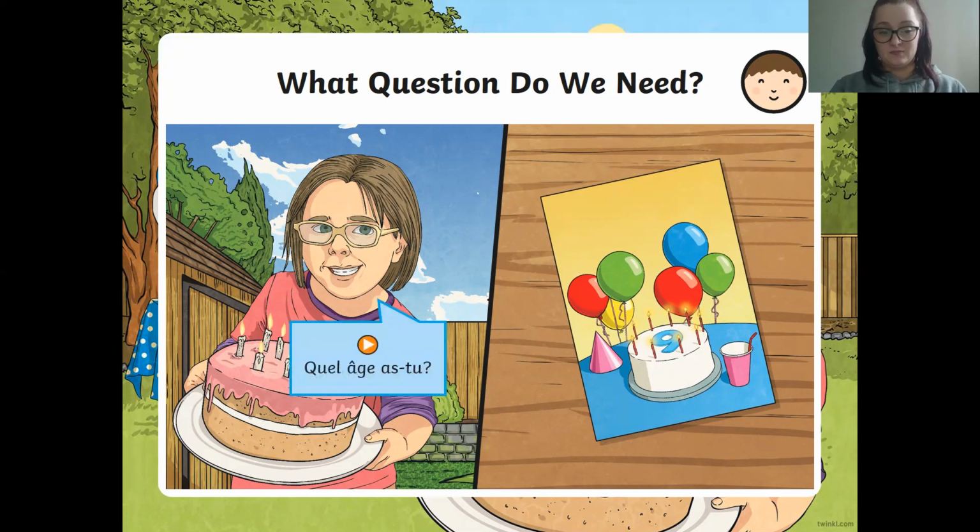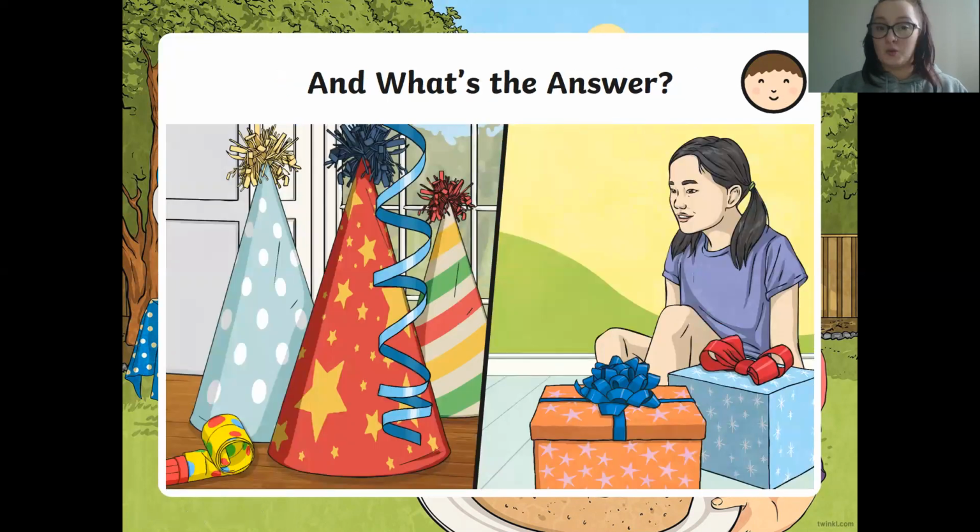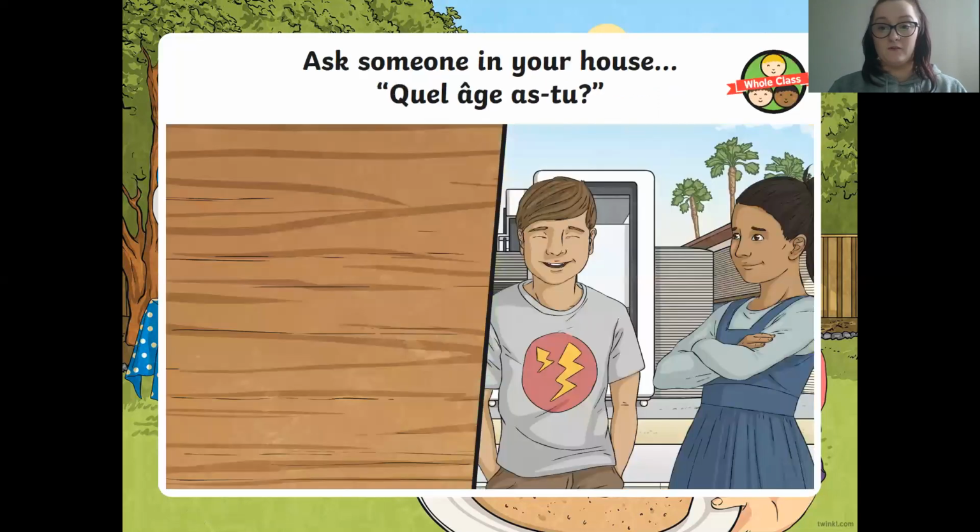Quel âge as-tu? We are experts, aren't we? So, and what's the answer? Miss Dunn said we should say, j'ai 9 ans. J'ai, so that's where we put the 9 in it, isn't it? So, something I'd like to do today, I'd like to ask someone in your house, quel âge as-tu?